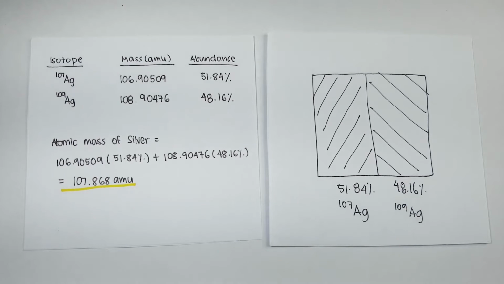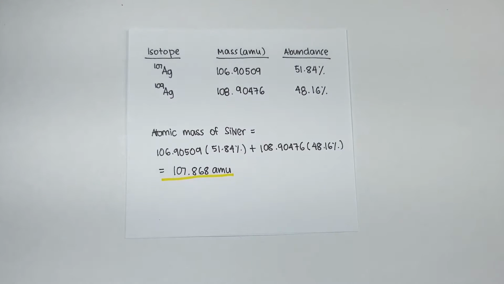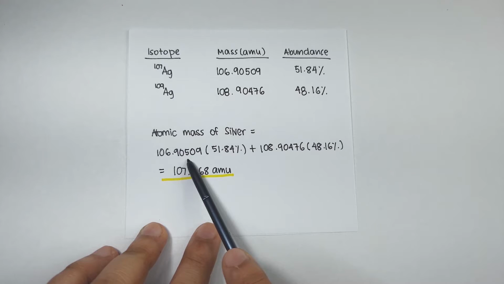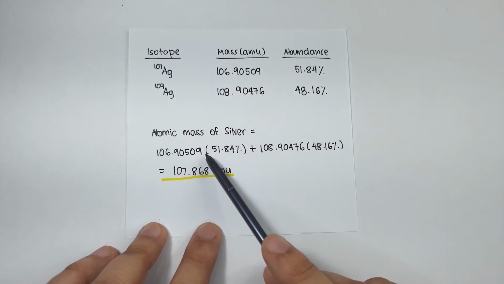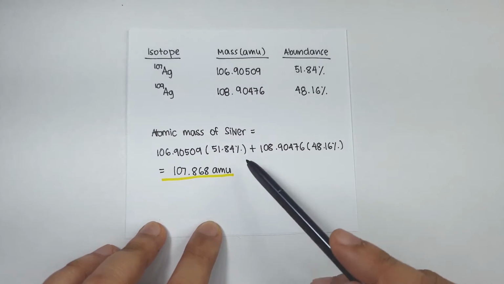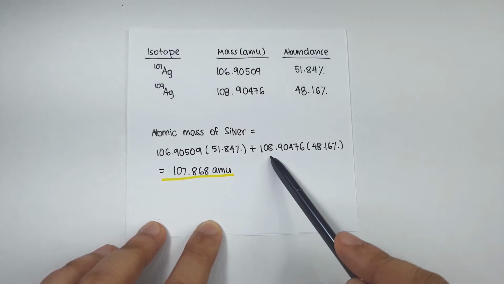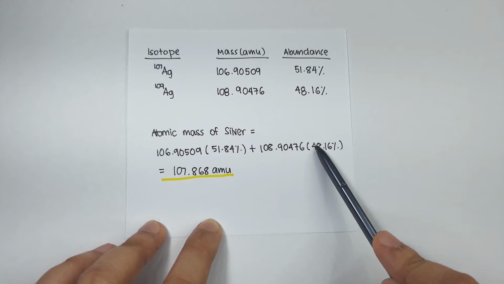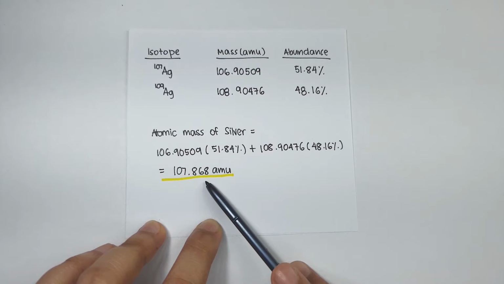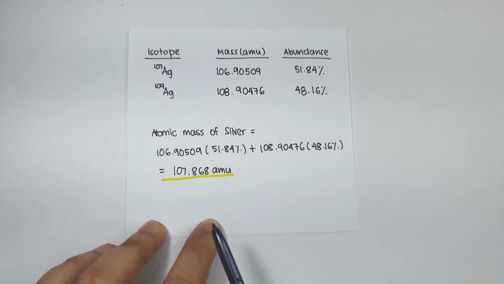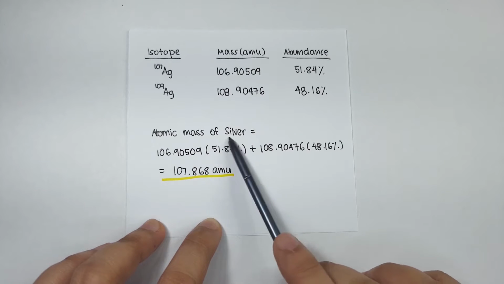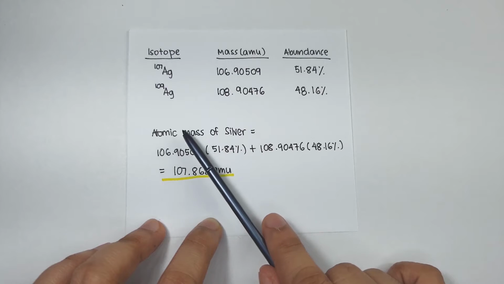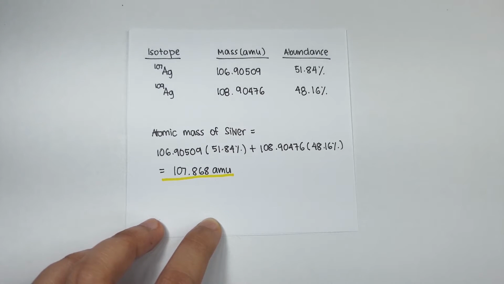Okay? Bale, yung solution natin is ganito. Atomic mass of silver is equal to 106.90509 times 51.84% plus 108.90476 times 48.16%. That is equal to 107.868 AMU. So, ito yung weighted average ng mga isotopes and that is equal to the atomic mass of silver.